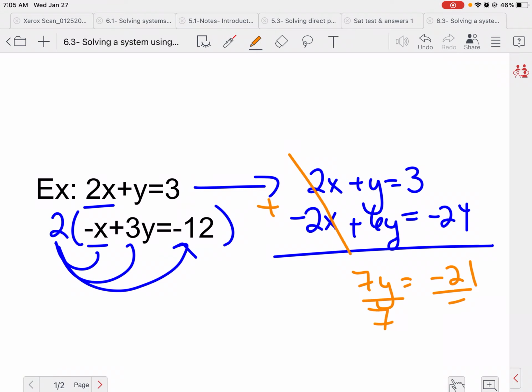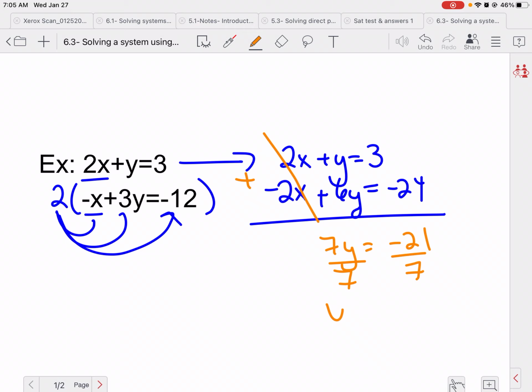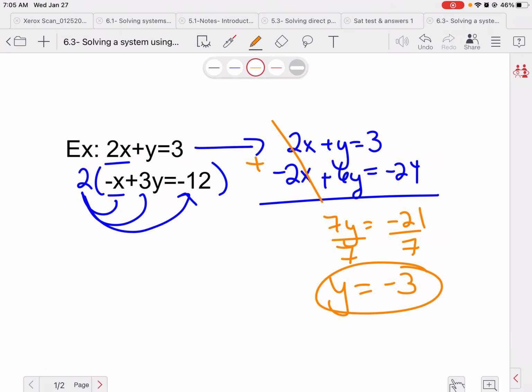Then divide by 7, y equals negative 3. Now you can technically subtract the equations, but I find students just forget to distribute the negative, and that makes things worse. Now once we know that y is -3, I can plug it in.